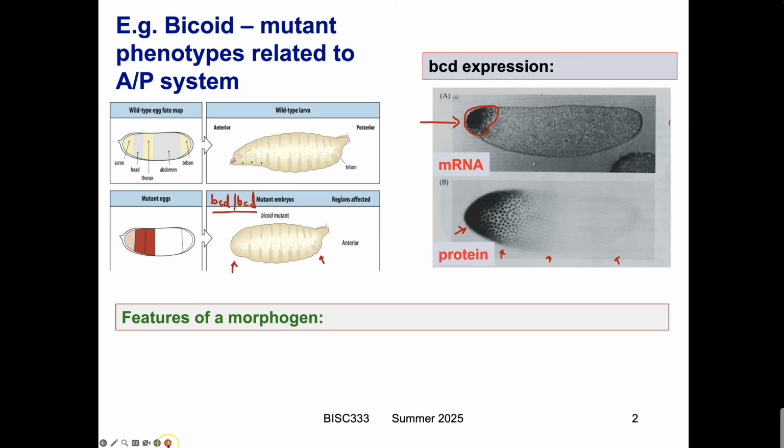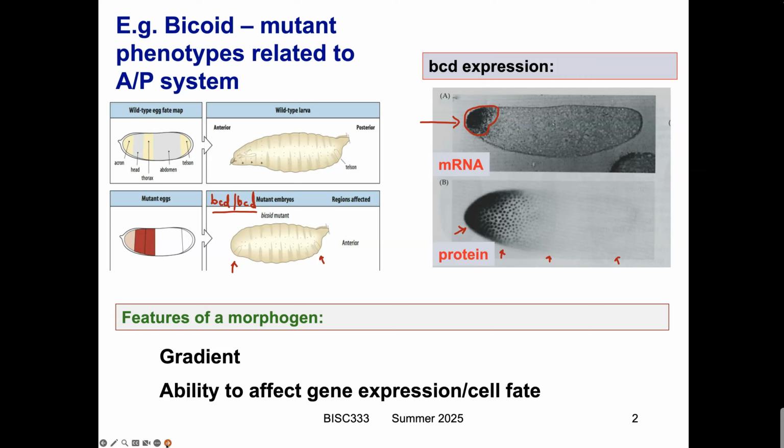And just as a reminder from, I think it was lecture 4, the features of a morphogen are graded expression, so some sort of gradient, and then the ability to affect the gene expression and cell fate, so that in places where you have lots of bicoid expression, you have anterior structures, and where you have lower levels, you have maybe thoracic structures. That's where the legs and the wings are attached, and then when there's less, abdomen, and so on.